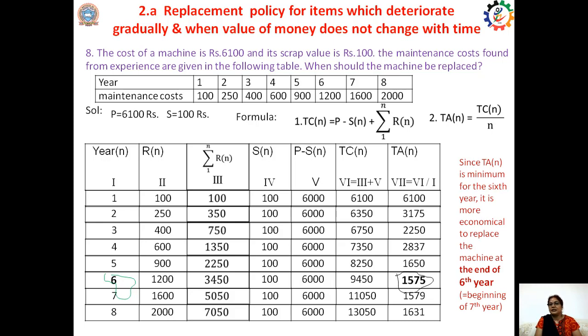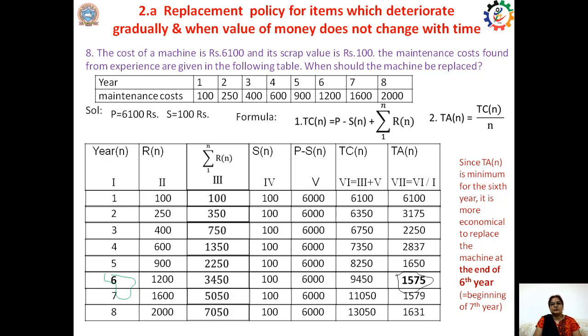So the answer should be, since TA, that is average total cost, is minimum for the 6th year, it is more economical to replace the machine at the end of 6th year, or end of 6th year is equal to beginning of 7th year. That is how you should write the conclusion. Conclusion has got dedicated 1 mark. So that is how you will solve the problem.